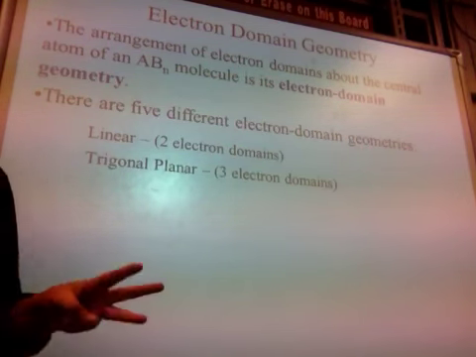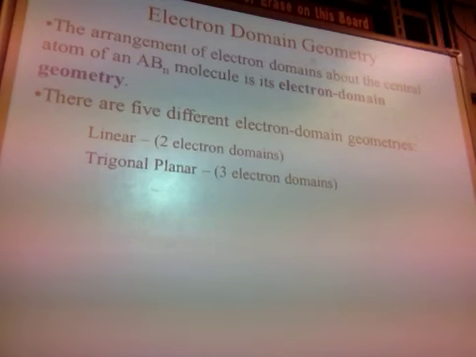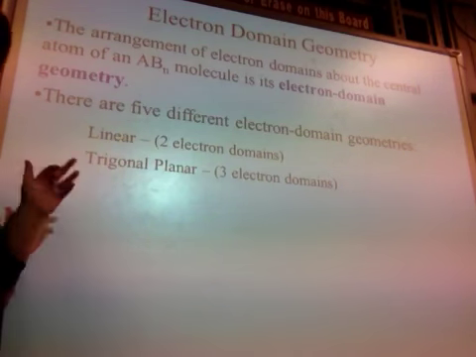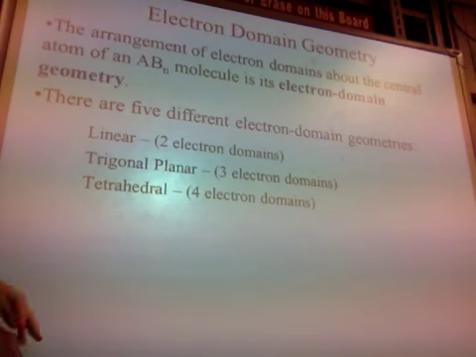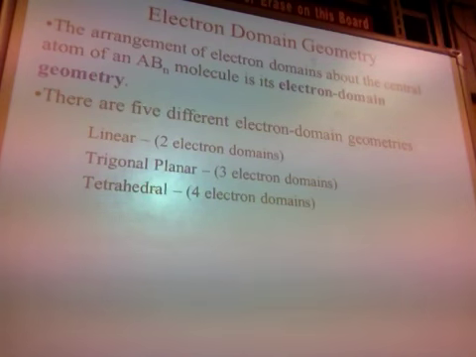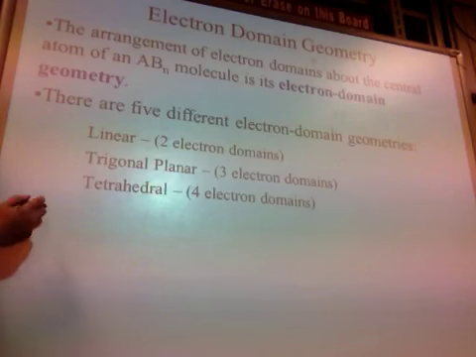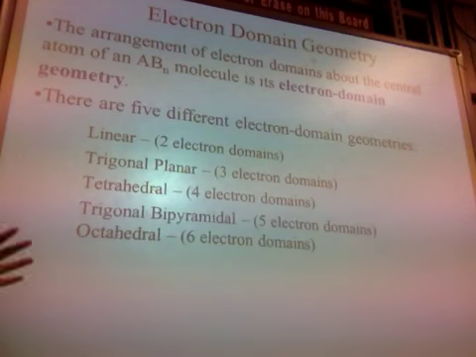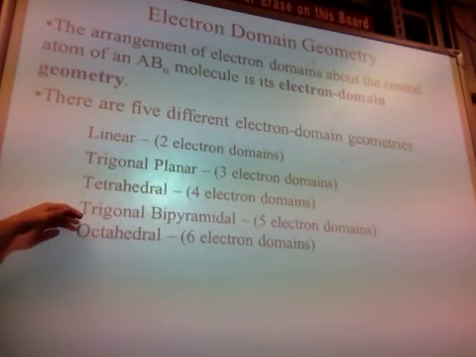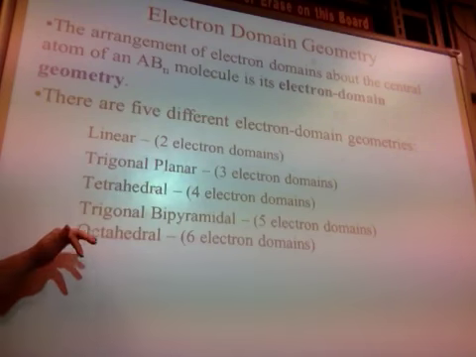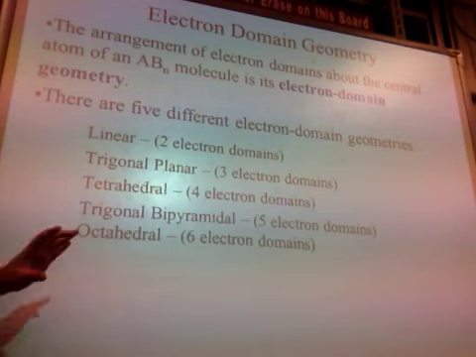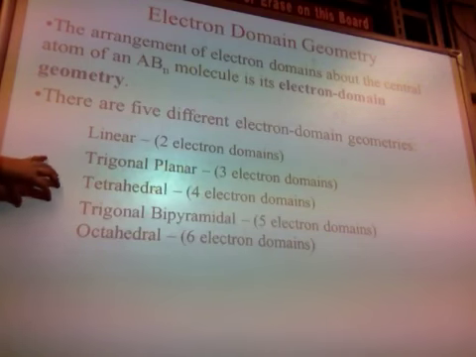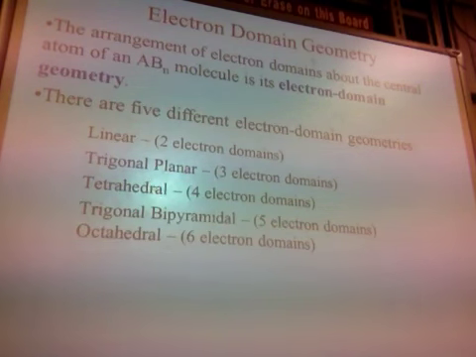If there are 3 electron domains, then the overall geometry would be called trigonal planar. If there are 4 electron domains, the overall electron domain geometry would be tetrahedral. If there are 5 electron domains, it would be called trigonal bipyramidal. And if there are 6 electron domains, then we would call that octahedral. So these are the 5 major categories or 5 major geometries. And these are 4 electron domain geometries.